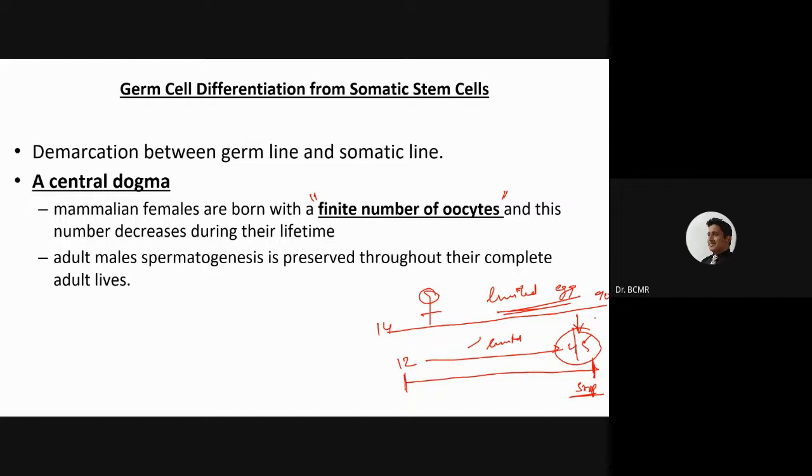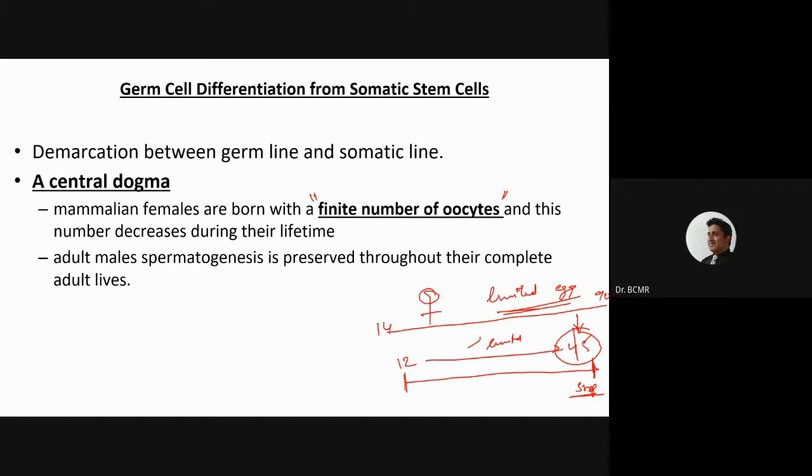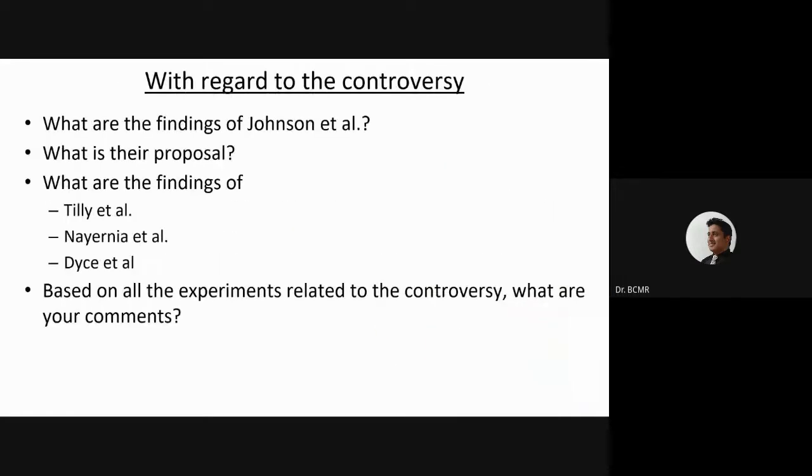Okay. Some people challenge this. Some people agree with this central dogma. Some people don't agree with this. So I want you to read the paper in the material that is given to you in this chapter, on differentiating gametes from embryonic stem cells. There is a paper description, Johnson et al. Then I want you to read what it is that they proposed. And there is a nice discussion, which I want you to discuss, where they have discussed 3 different papers.